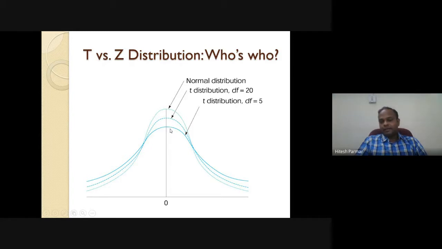You can see that the lower distribution is the T distribution at 5 degrees of freedom. Then the middle distribution is at 20 degrees of freedom. And the uppermost distribution is at 30 or 30 plus. So the distribution will follow approximately normal. Like this, you can just visualize and compare it with the normal distribution.